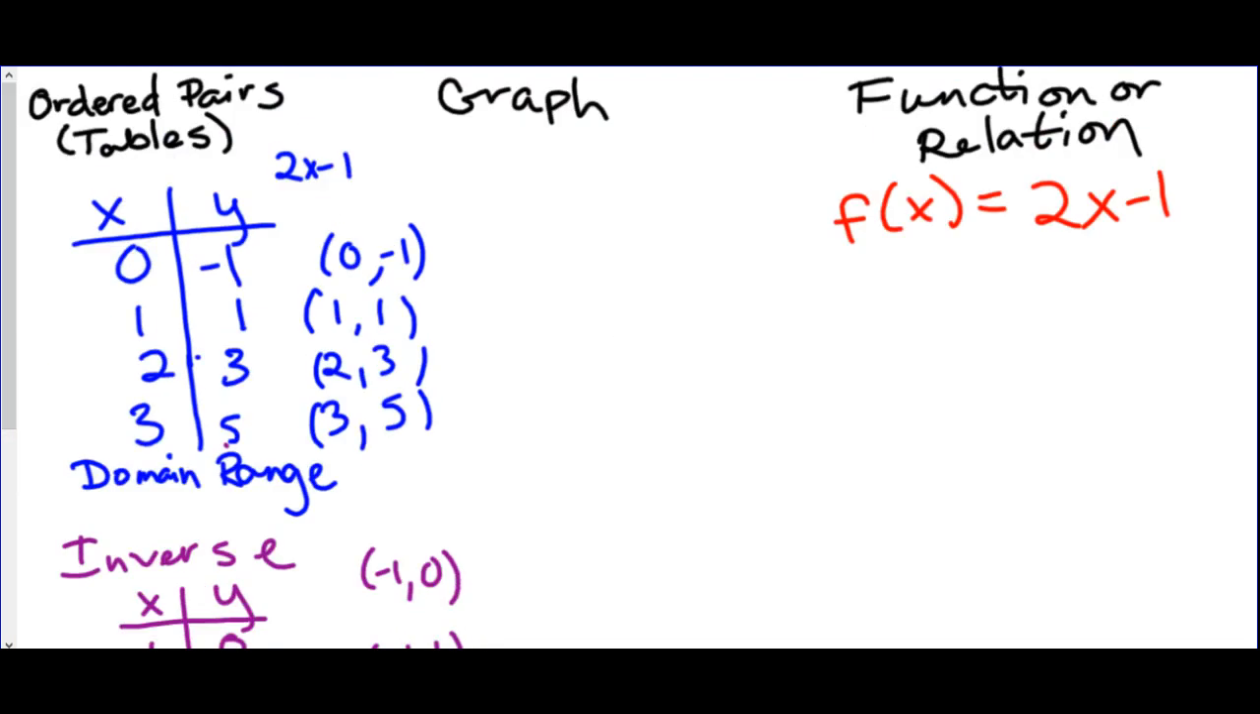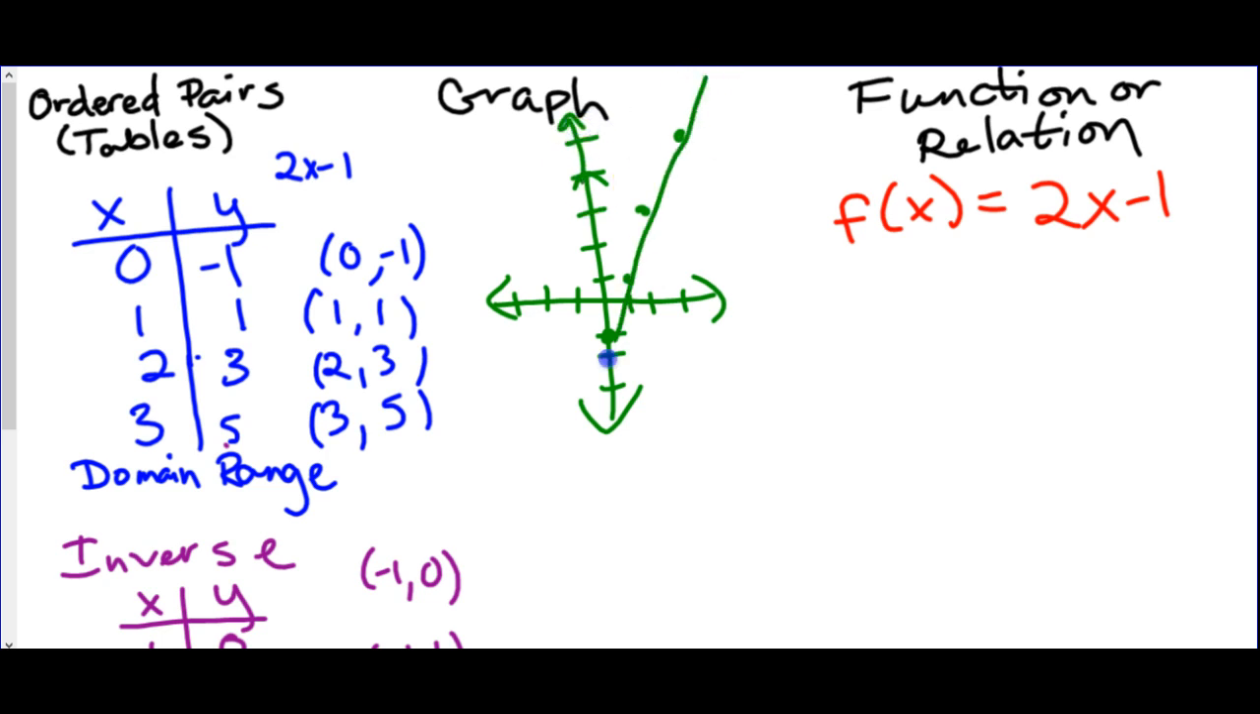The second thing we had to worry about was the graph. When we look at the graph, I'm going to go ahead and plot some of these points that we found on the table. (0, -1) is here. (1, 1) is here. (2, 3) is here. (3, 5), we'd go a little bit higher. I didn't mark a fifth point, but I'll kind of extend my coordinates. So my line would look like this.